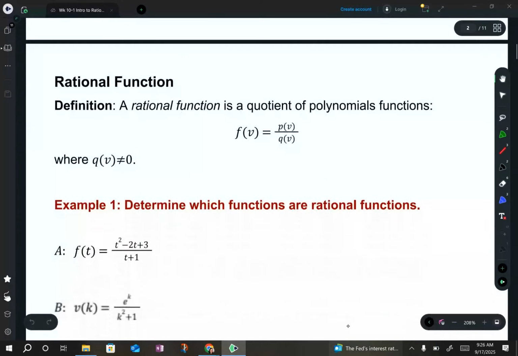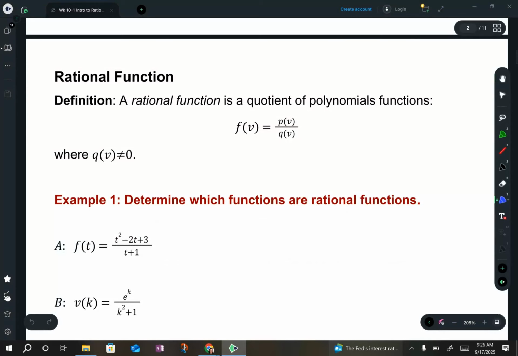All right, a rational function, as the name suggests, ratio, is a quotient of polynomial functions. So it's a polynomial function divided by another polynomial function. And of course, we cannot have the denominator polynomial function be equal to 0 because we cannot divide by 0.